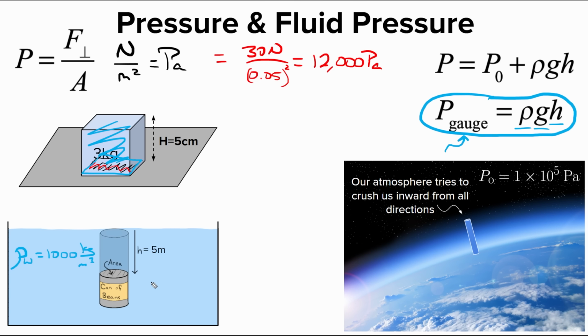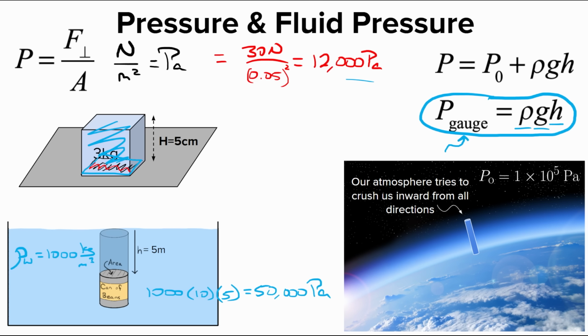So we say the density is 1,000 times g is 10 times h. If I'm 5 meters below the water, I get 50,000 pascals. So even more than a 3 kilogram mass. I get 50,000 pascals because I had more weight above me from this water. Is that a lot? Not even necessarily.